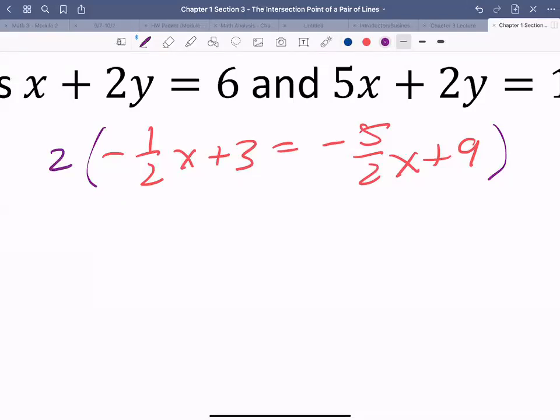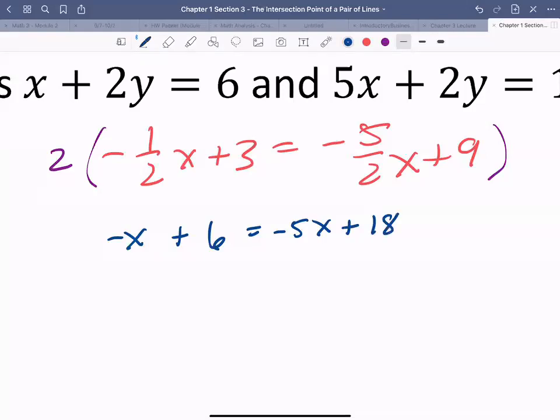Now, by me doing this, what this is allowing me to do is distribute this to every term in my equation. So I have 2 times negative 1/2 x. The 2's divide out, and I'm just left with negative x. 2 times 3 is 6. 2 times negative 5/2 x, the 2's cancel out, they divide out. So I'm left with negative 5x. And then 2 times 9 is 18.